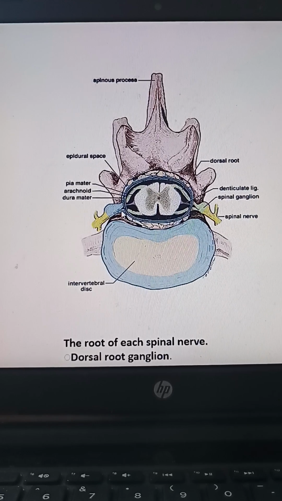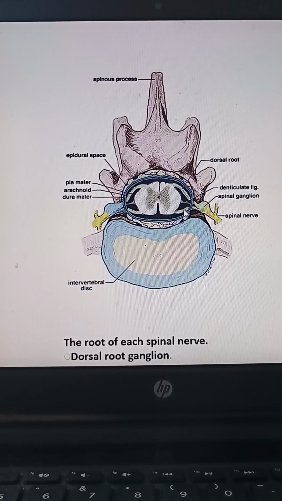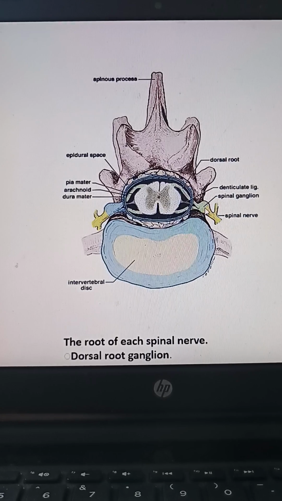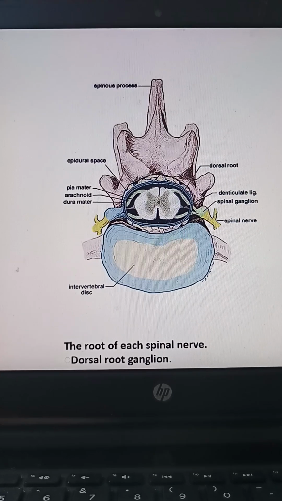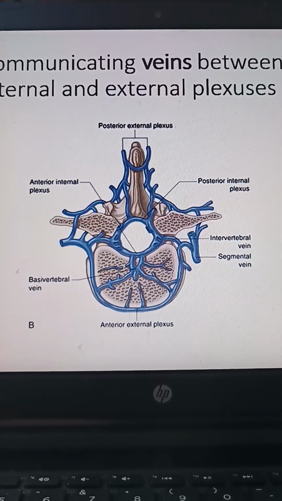So both join to form the spinal nerve, and you can also make out the dorsal root ganglion here. So a ventral root, a dorsal root and a dorsal root ganglion. These are the neural constituents of the intervertebral canal.